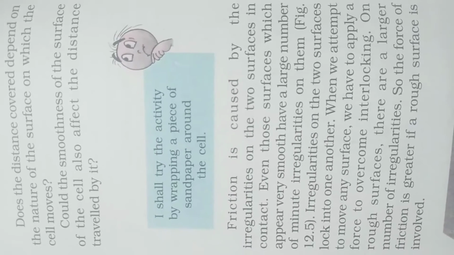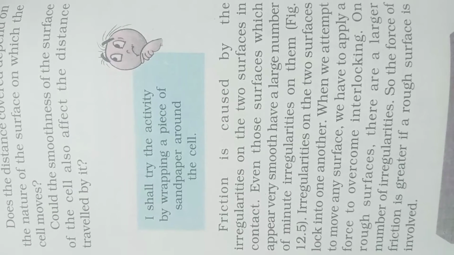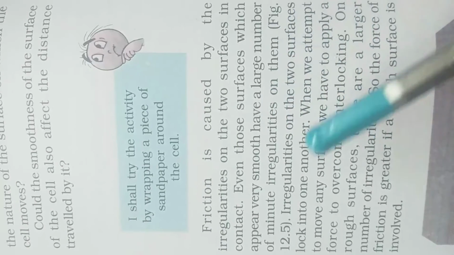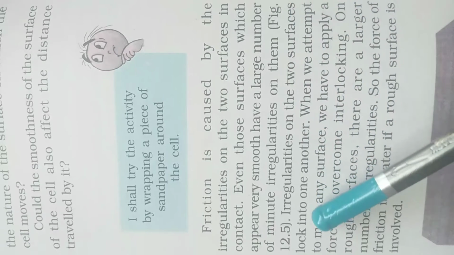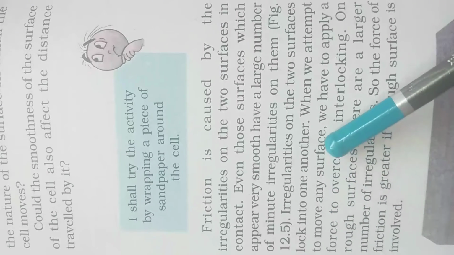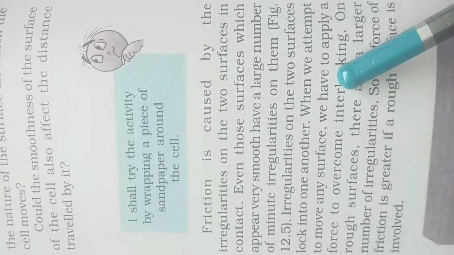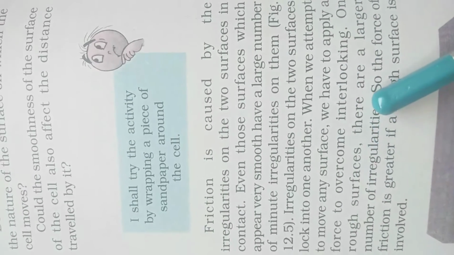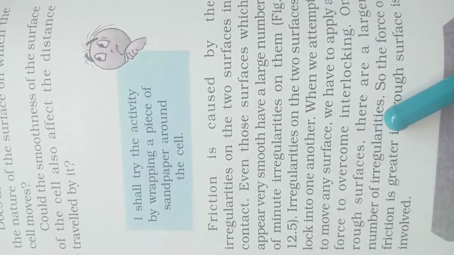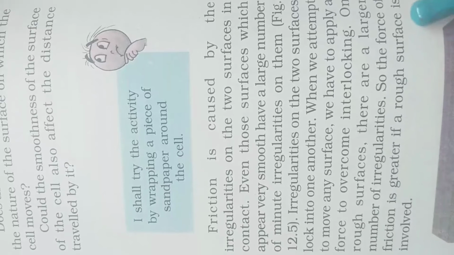Friction is caused by the irregularities on the two surfaces in contact. Even those surfaces which appear very smooth have a large number of minute irregularities on them. Irregularities on two surfaces knock into one another. When we attempt to move any surface we have to apply force to overcome interlocking. On a rough surface there are a large number of irregularities, so the force of friction is greater if a rough surface is involved.